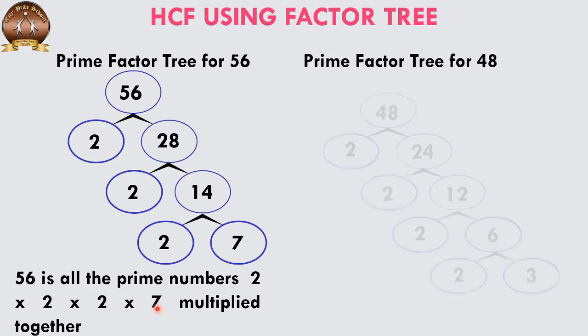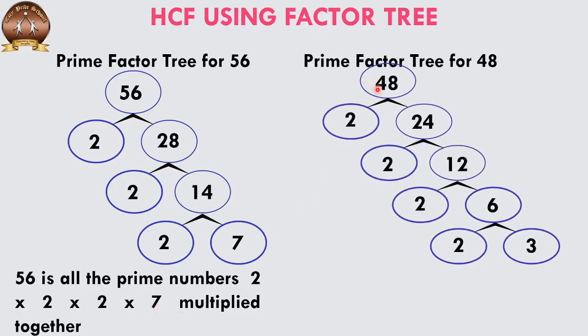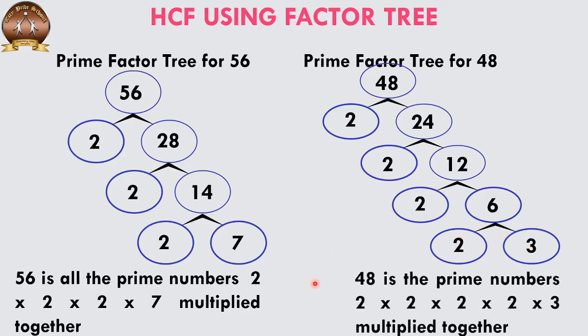Similarly for 48, the factor tree stays 2 into 24, 2 into 12, 12 is further 2 into 6, 6 is further 2 into 3. Now we can say that 48 is the prime numbers 2 multiplied by 2 multiplied by 2 multiplied by 2 multiplied by 3. When they all are multiplied together, we get 48.